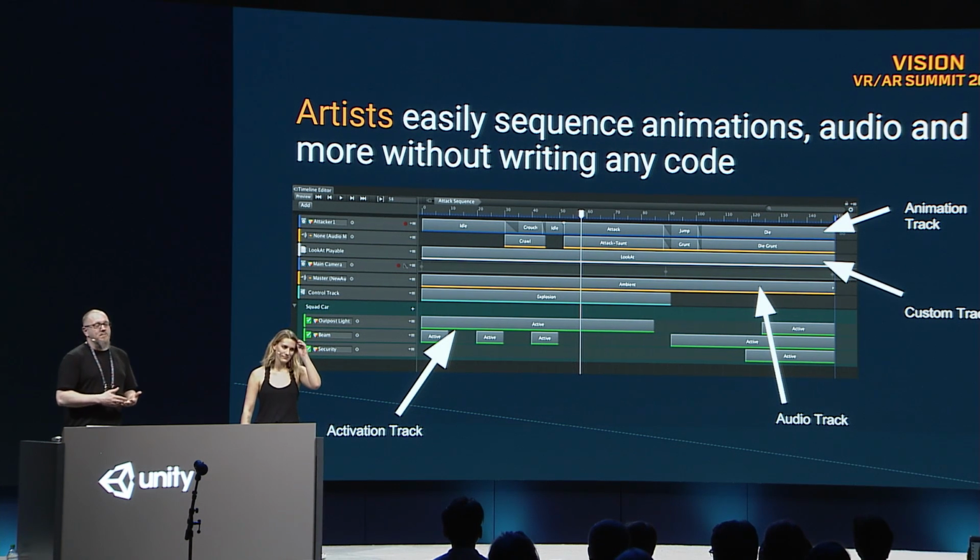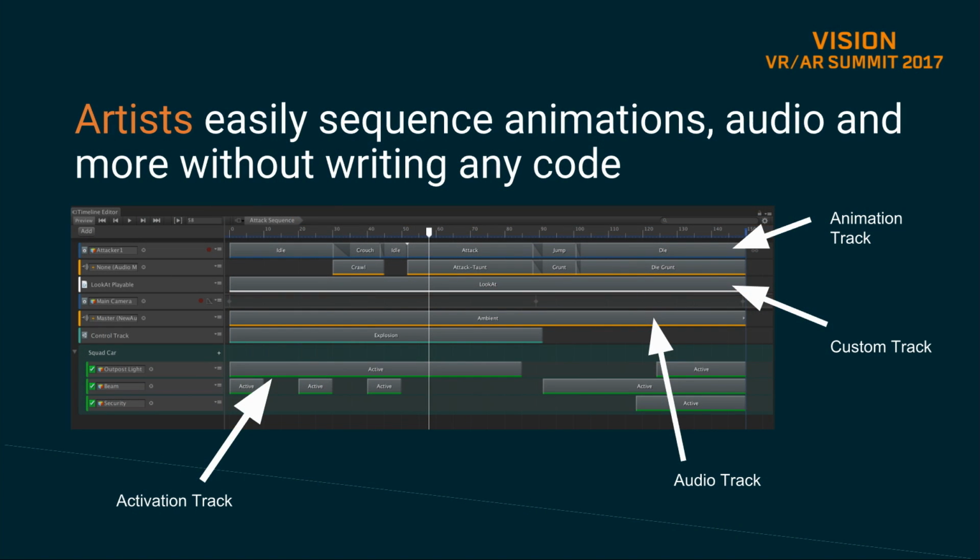Dragging in existing animation clips that you create in your existing content tools, whether it's Max, Maya, you name it. So you can see with the color coding, it's basically different types of tracks. This top one is just existing root motion clips that we brought in. The second one is audio.